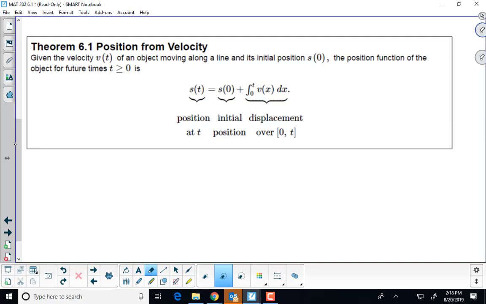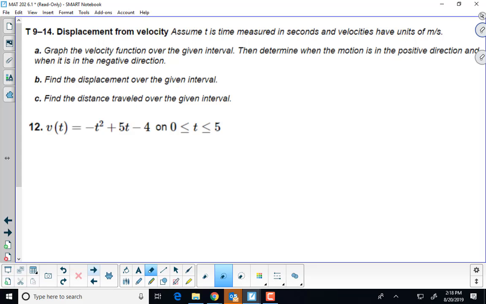There's going to be a distinction. We're going to have two ways to solve the problems that we're about to look at. One is using this future position theorem or model. And one is using an antiderivative technique that you learned in Calc 1. Both will work totally fine. We'll refer to this as the future position method. The other one will be called the antiderivative method. So, displacement from velocity.